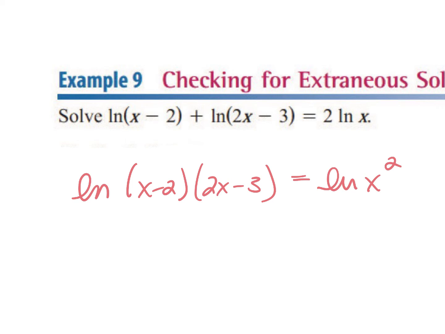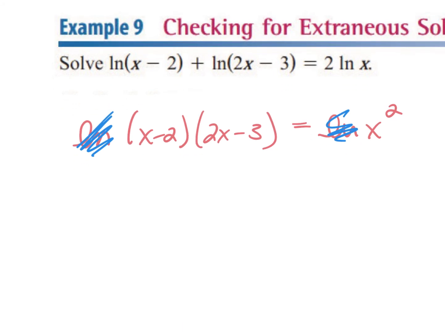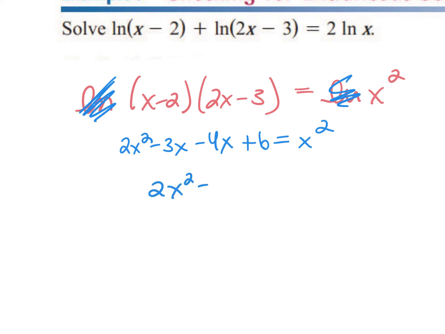So now, do I have one natural log on one side and one natural log on the other? Yeah? So what can I do to them? I can just cross them off. And what do I have now? I have a basic factoring problem that you guys have done 100 times. FOIL this out. X times 2x is 2x squared. X times minus 3 is negative 3x. Negative 2 and 2x is negative 4x. And negative 2 and negative 3 is plus 6, correct? Equals x squared. Now what do I do? Combine like terms. Okay, so 2x squared minus 7x plus 6 equals x squared. Now what?